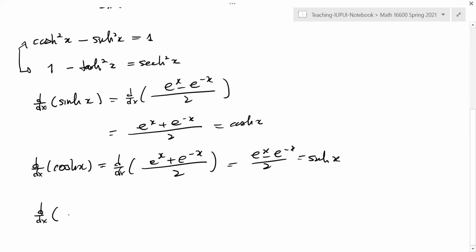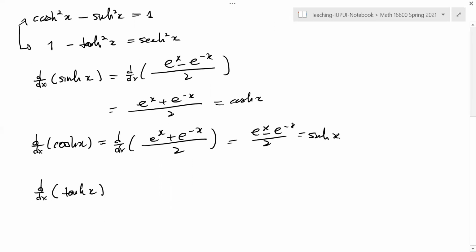All right. Now let's guess what the derivative of hyperbolic tangent x is. Remember, the derivative of tangent x is going to be what? It's going to be secant squared x. So it's possible it will be hyperbolic secant squared x. It's possible, right? So let's find the derivative.